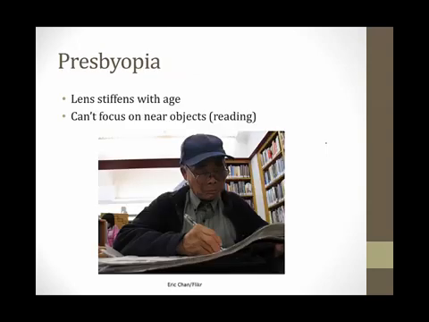Many of your elderly patients will require reading glasses like this man shown in the picture here. The reason for this is because of a pathologic process called presbyopia. As we age, the lens stiffens and thus it cannot focus on near objects for activities like reading. As a result, we're not able to accommodate normally, and many patients as they get older require reading glasses.